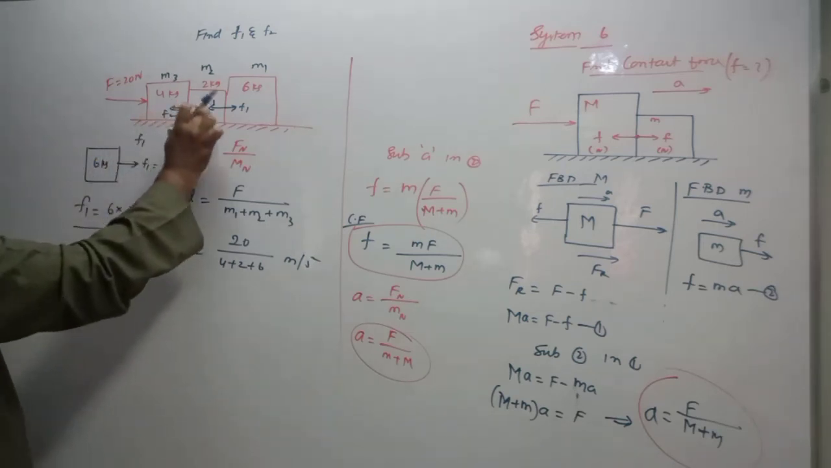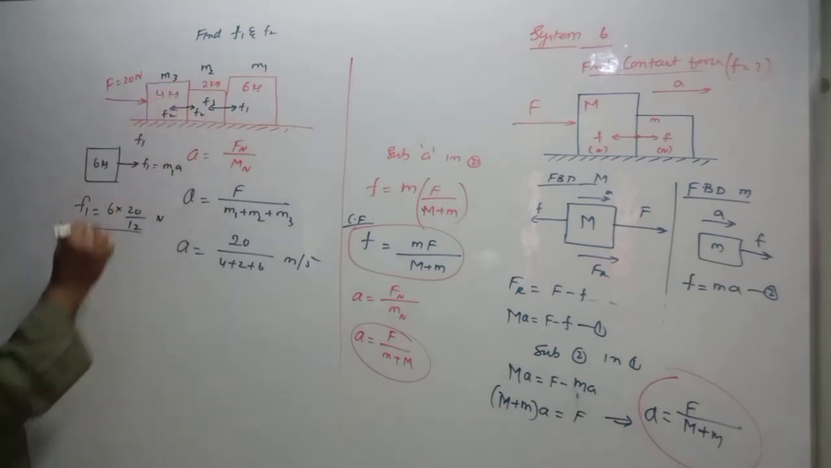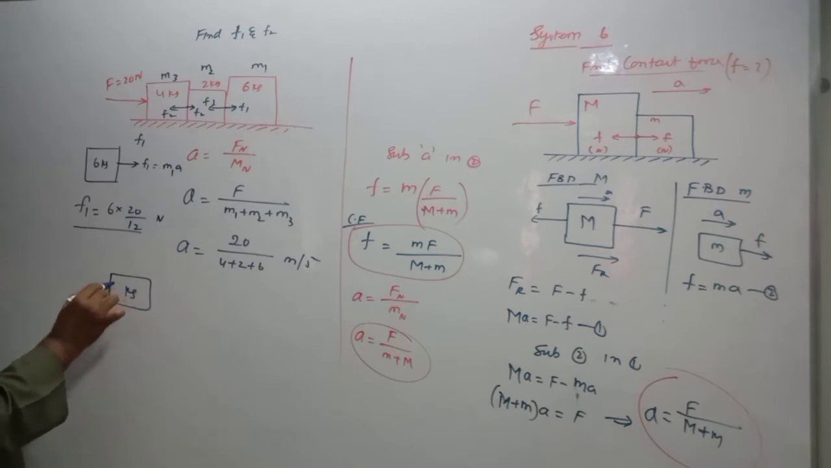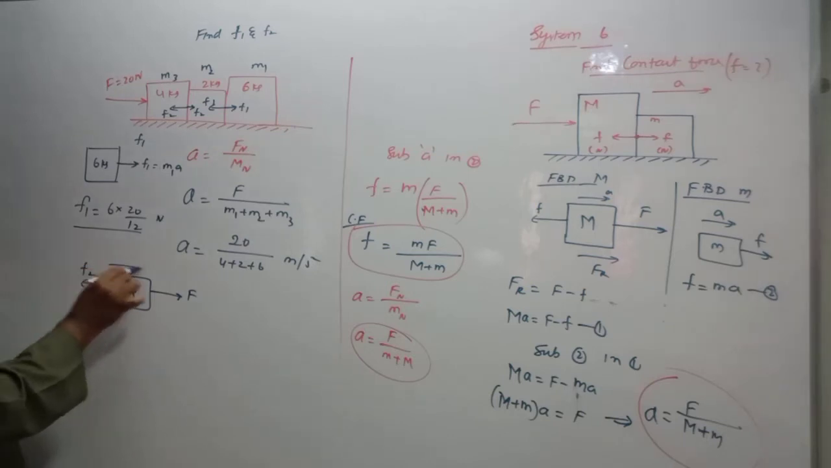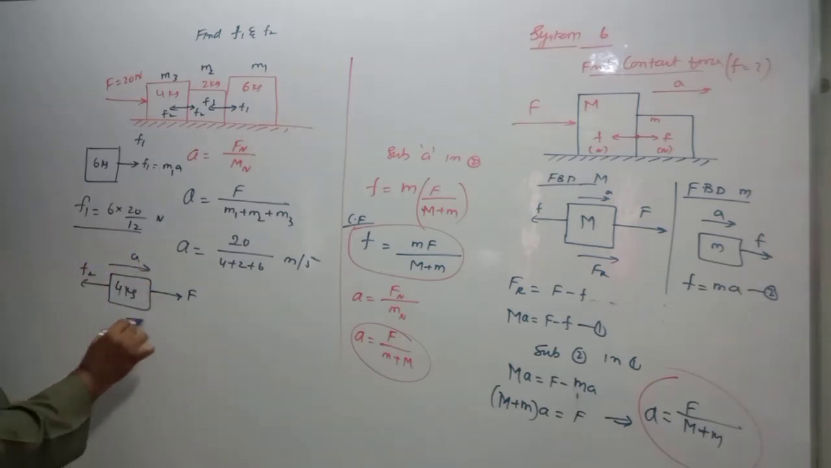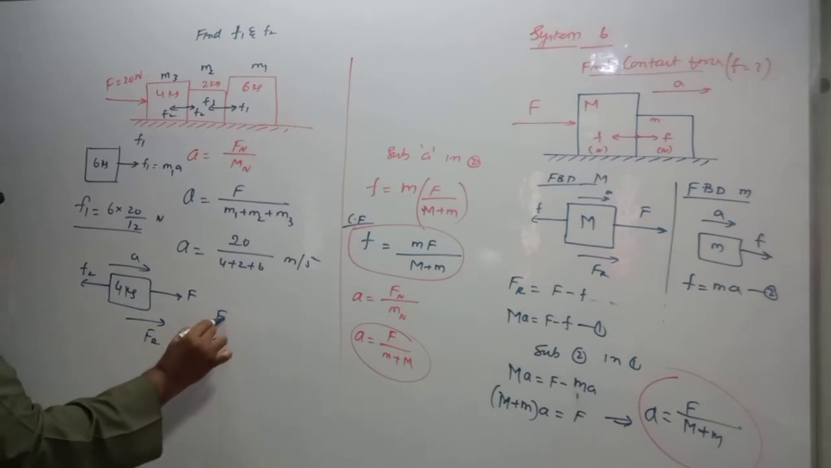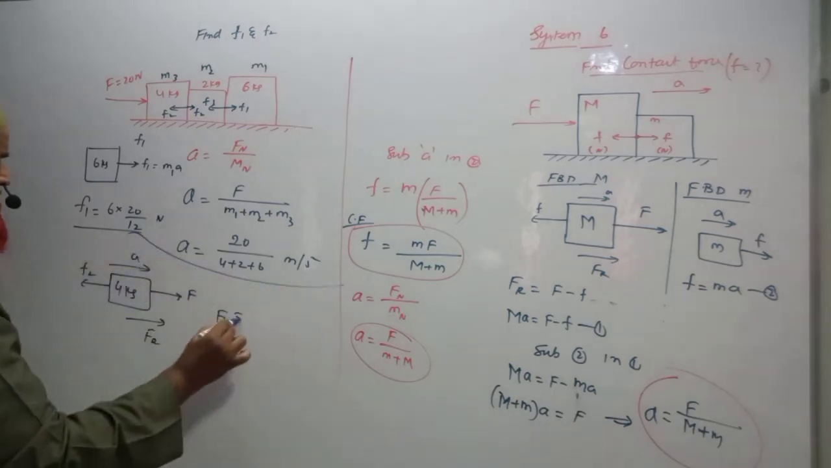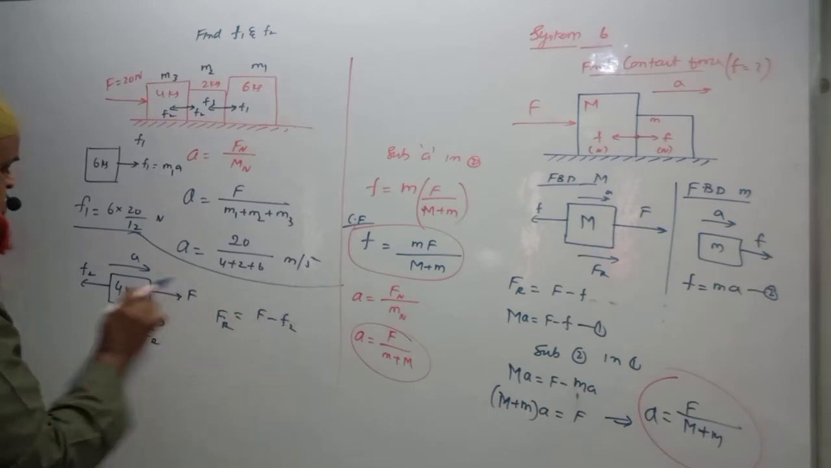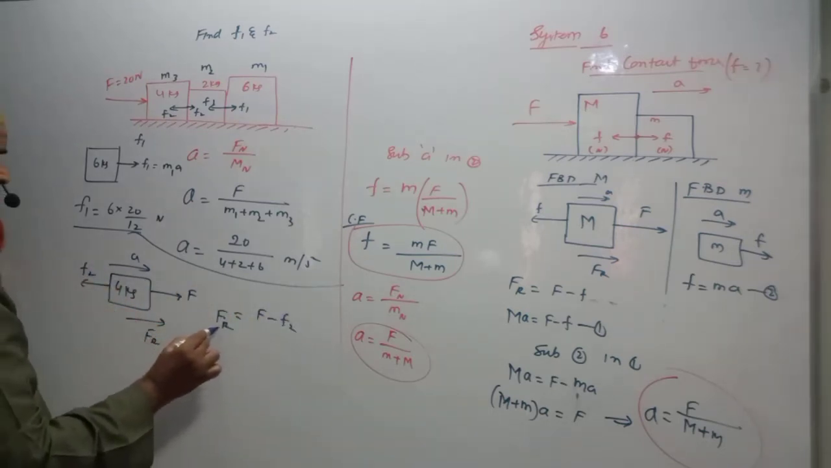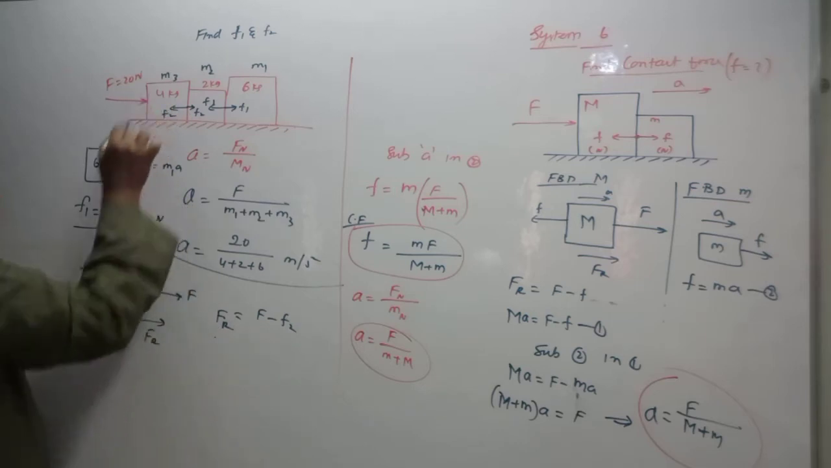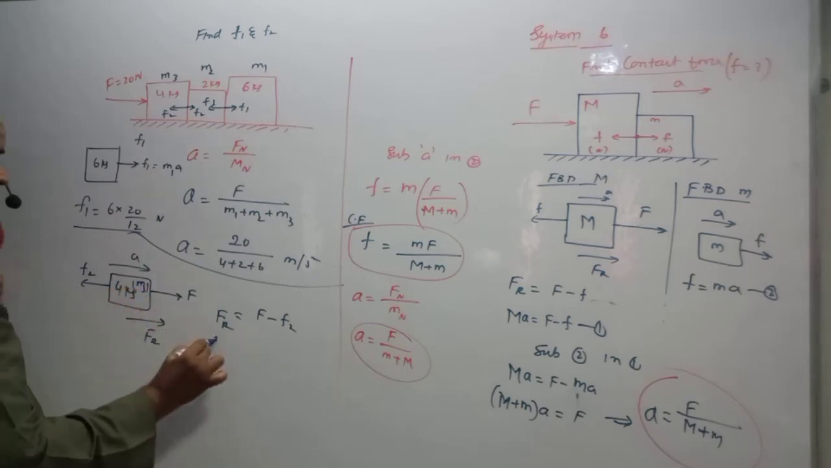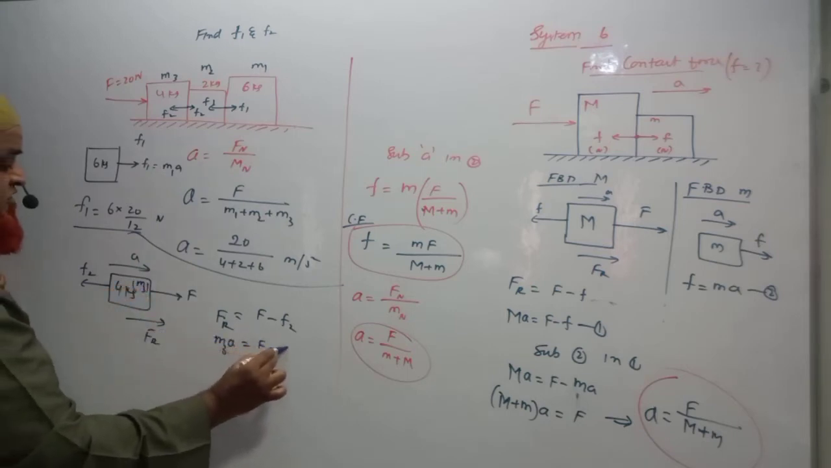So you did not need to take the free body diagram of the middle one. Directly you can take this one and find out the answer very easily. So I'll take the free body diagram for the 4 kg mass here. In this direction capital F is acting. In this direction F2 is acting. In this direction acceleration is acting. Therefore the resultant force is also acting in this direction. So the resultant force is going to be capital F minus small F2. So M3 into a is equal to capital F minus F2.